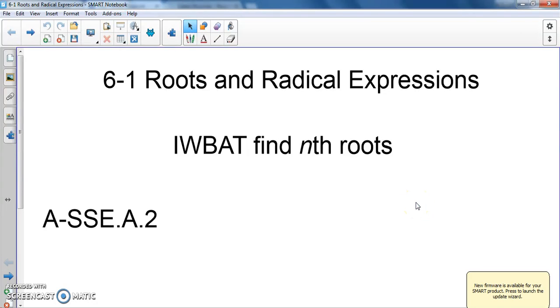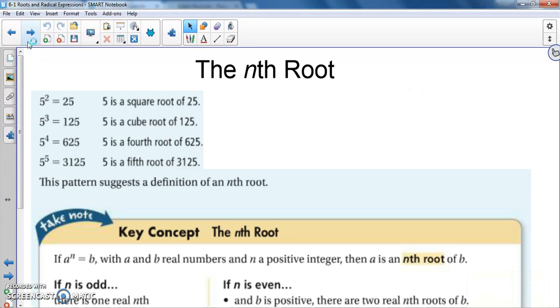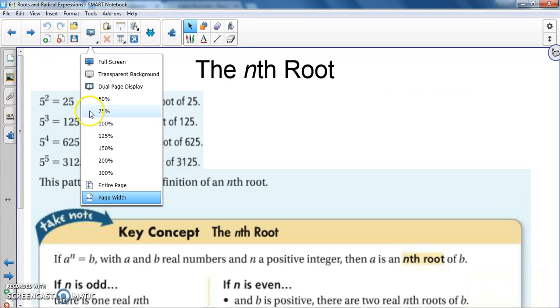Hey guys, today we're going to do 6-1, roots and radical expressions. You will be able to find the nth roots, and we need to talk about what an nth root is.